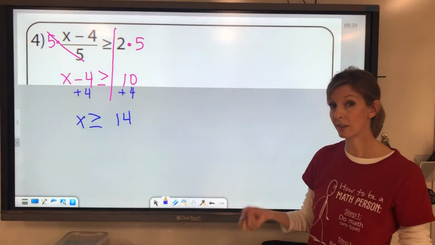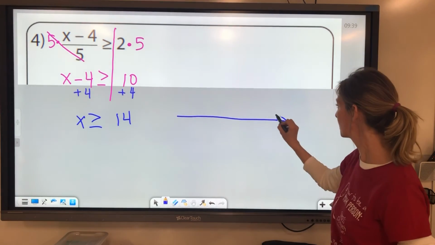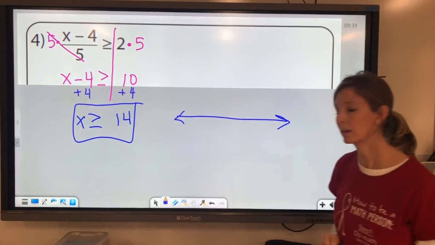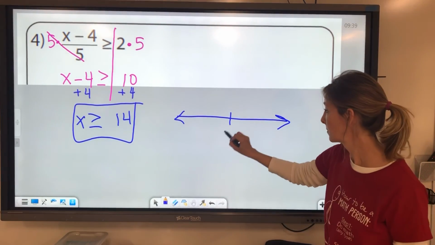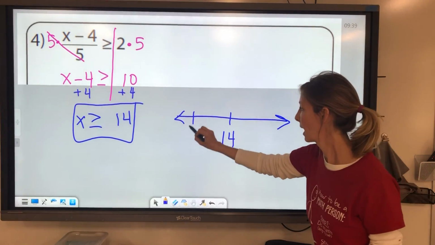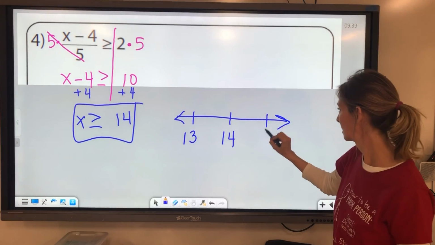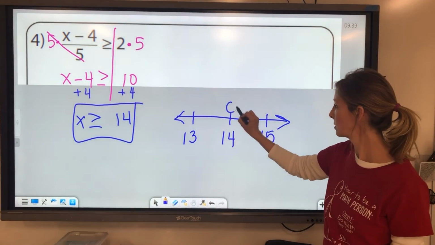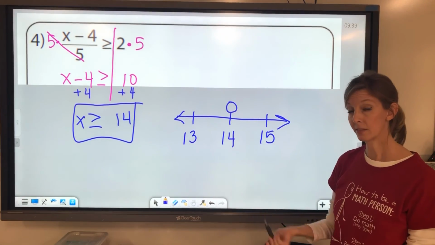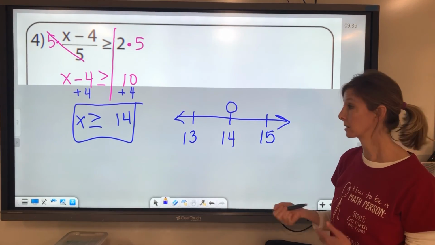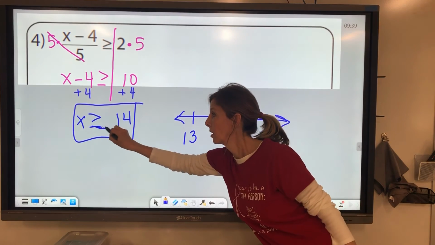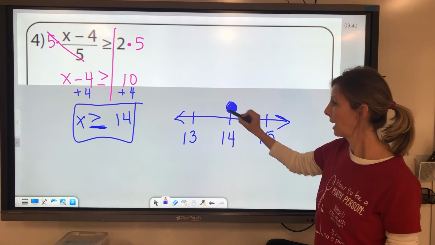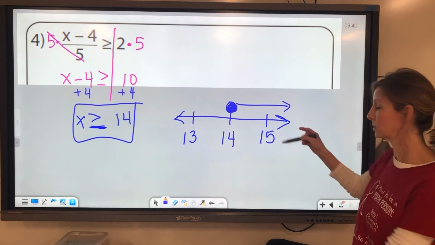Again, we don't have a graph here, so we need to create our own. Very simple number line. Here is my final inequality, right? So I know I need a 14. And I'll throw on a 13 and a 15. So I've got my circle at 14. Is it filled in? It is. It's a closed circle because we had the or equal to part. So color that in. And it says greater than, so we're heading towards 15 and up.